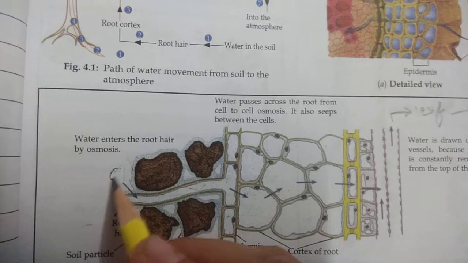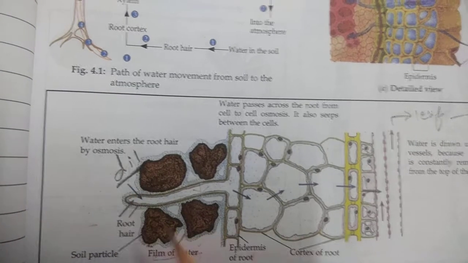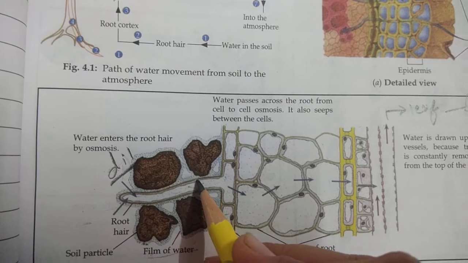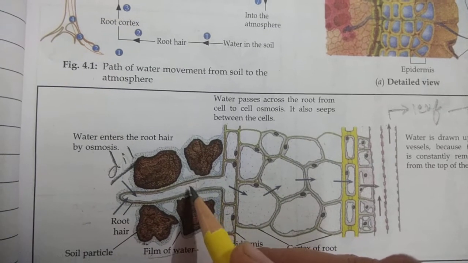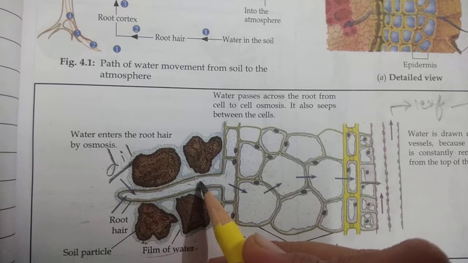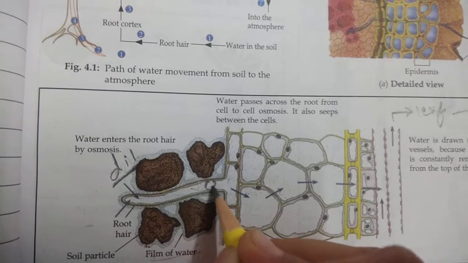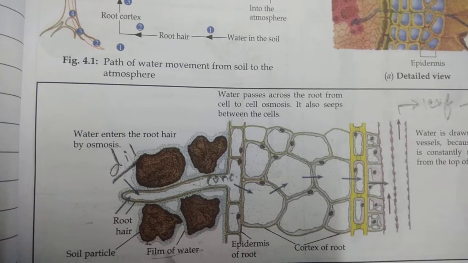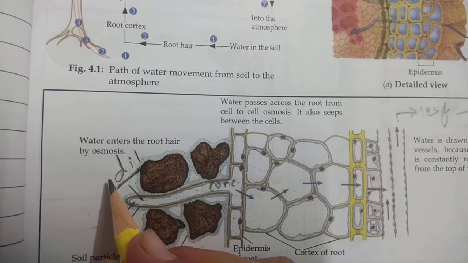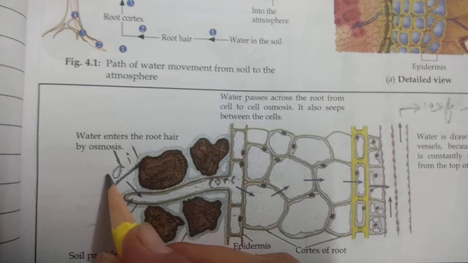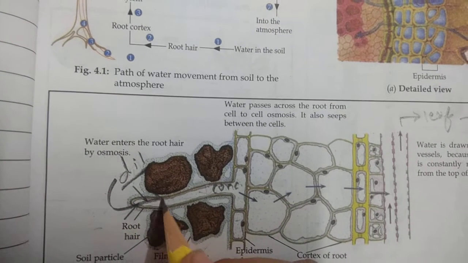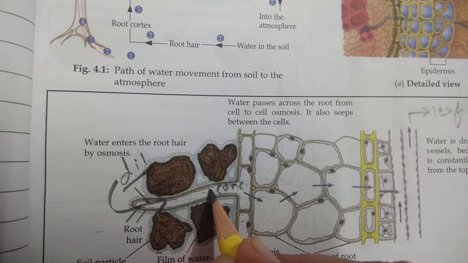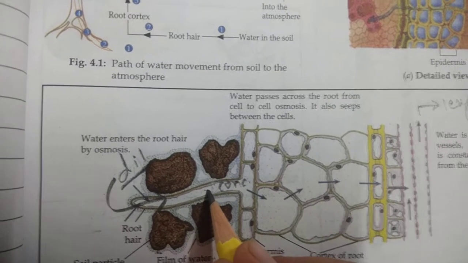So this is a kind of diluted solution, and inside the root hair cell there is less water concentration and more solute. So you can say that this is concentrated cell sap. According to osmosis, what will happen? The water movement will take place from the diluted solution towards the concentrated solution. In this way water will enter the first cell, that is the root hair cell.